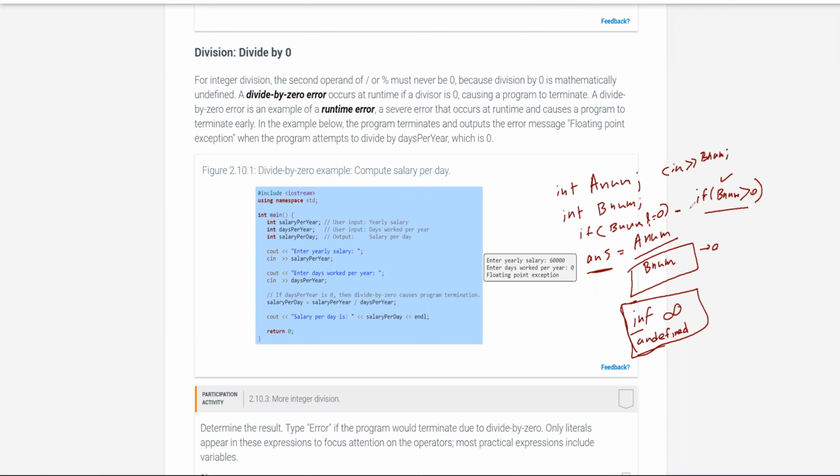So what I'm asking is, if I'm using greater than 0, what is the problem here? Why is it not a good way of checking whether it's 0 or not? This is logical thinking. Why is it not good? Because then you wouldn't be able to handle when bnum is less than 0.